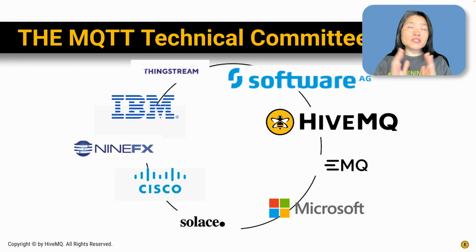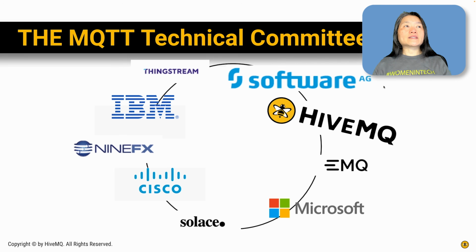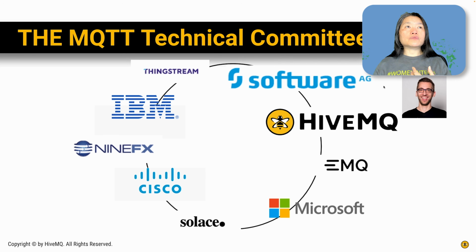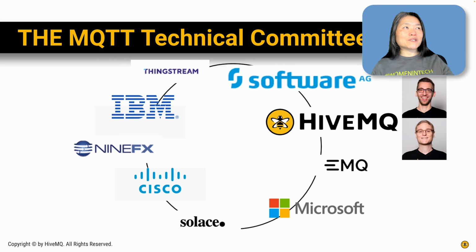And just a really quick note on the MQTT technical committee. To this day, there are 9 voting members, of which HiveMQ is one. And as I mentioned, two of the 3 founders, Christian Götz, who's the CEO, and Dominik Obermaier, the CTO, are really passionate people. They are still guiding this committee along with the other companies that I've listed: ThingsStream, IBM, Cisco, Solace, Microsoft, EMQ, and Software AG. So alongside HiveMQ, they are the ones leading the effort of this technical committee.